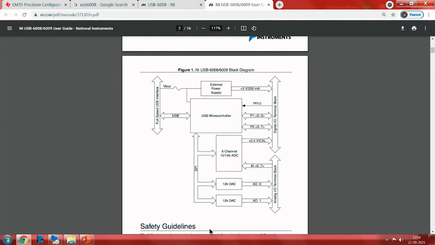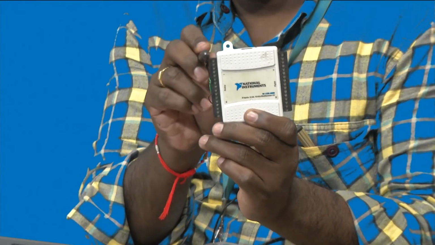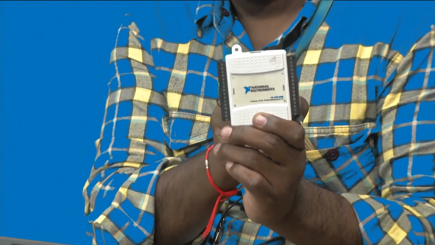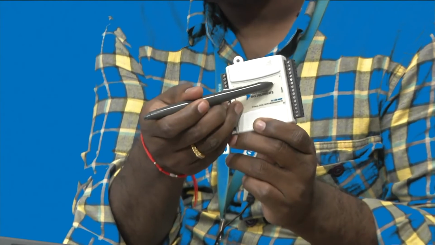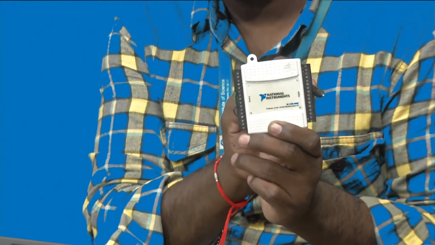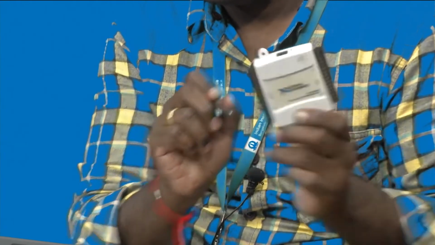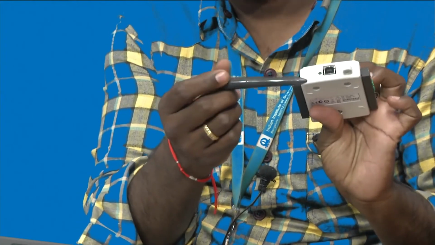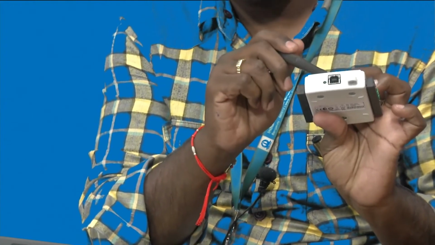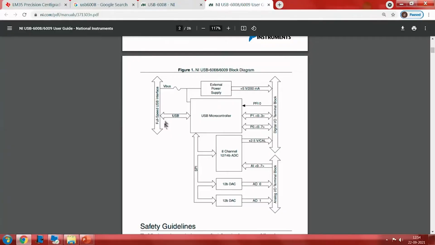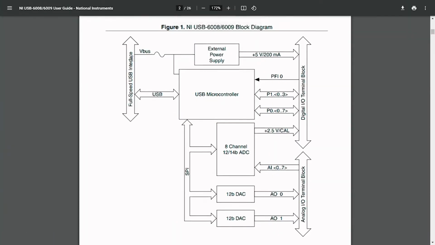So on the sides, if you observe, we have one rail on the right side and one rail on the left side. The left one has been written as digital. This is a digital terminal, whereas this rail is an analog terminal. And we have a USB interface here where we can connect the USB DAQ device to the PC using a USB cable. As we have seen, it uses a full speed USB interface to transfer the data from the microcontroller, which is already available inside, to the PC.